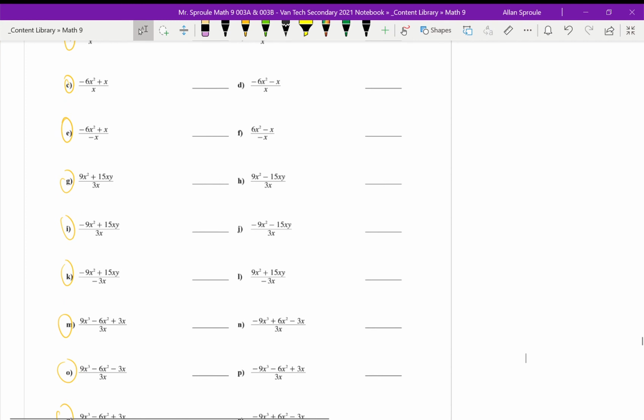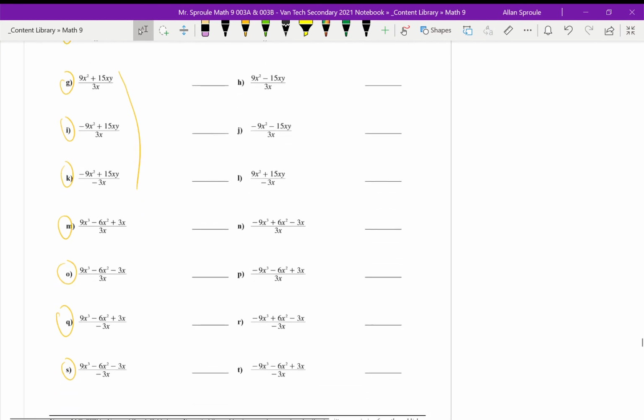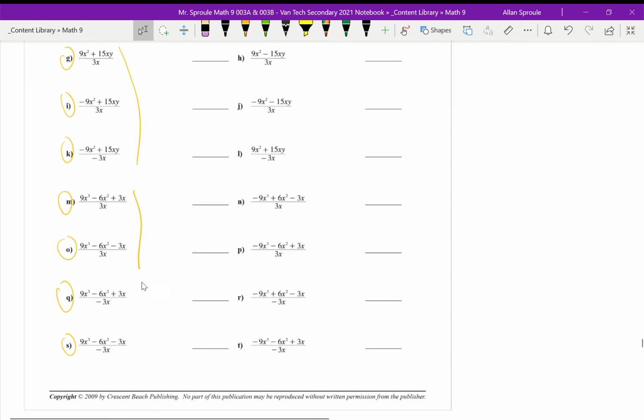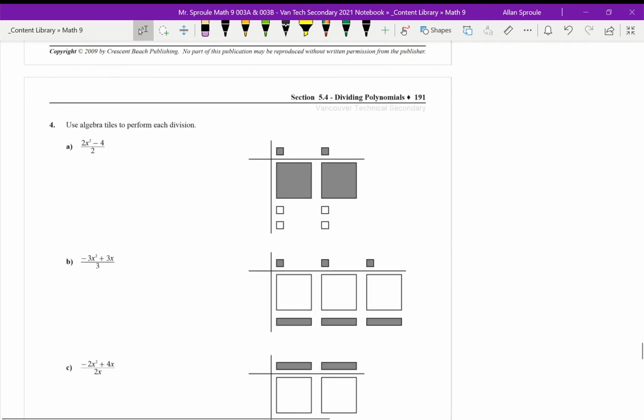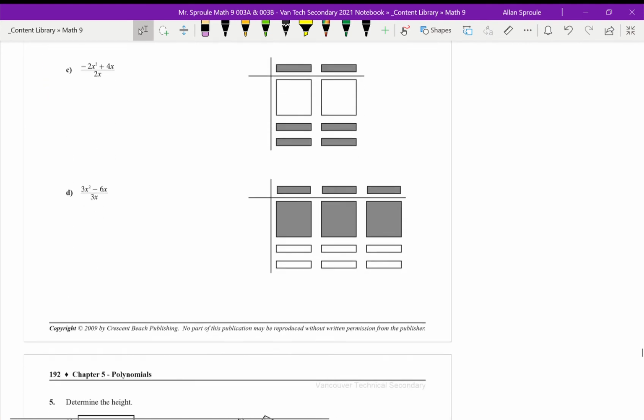Same thing, these ones are all kind of the same. These ones are all kind of the same. These ones are all kind of the same. So if you can solve the easier one, try the harder ones. It just adds a few more rules and tricks into it. We are skipping 4. Don't worry about 4.